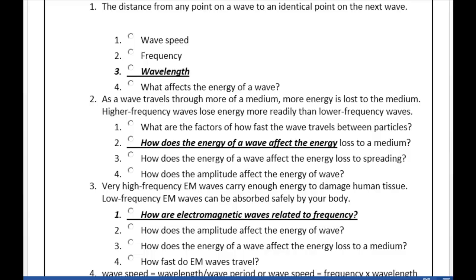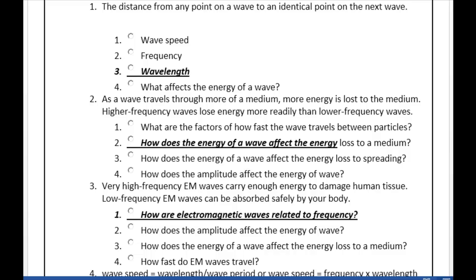As the wave travels through more medium, more energy is lost to the medium. High frequency waves lose energy faster than lower frequency waves. So what does this describe? The factors of how fast the wave travels between particles, or how the energy of the wave is affected by the energy lost to the medium, or number 3, how the energy of the wave is affected by the energy lost to spreading, or how the amplitude affects the energy of the wave? So the answer will be number 2.